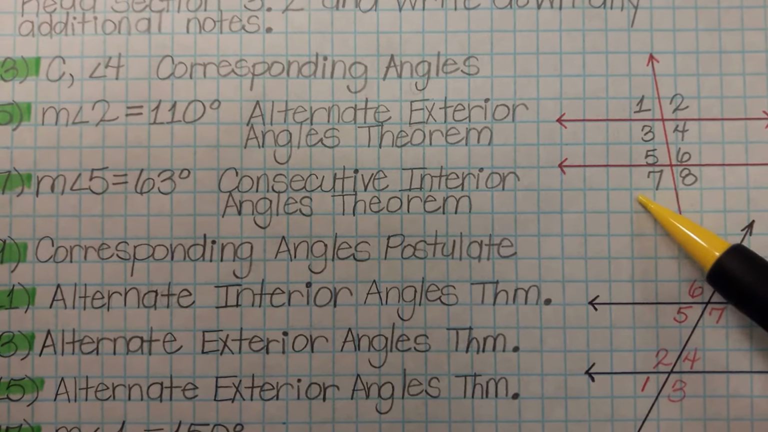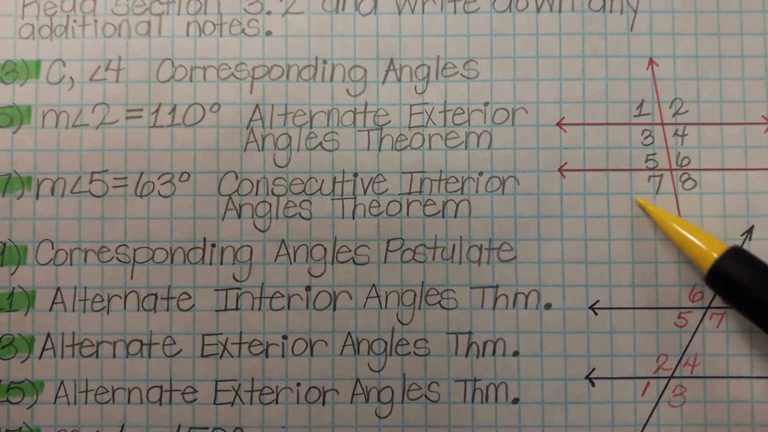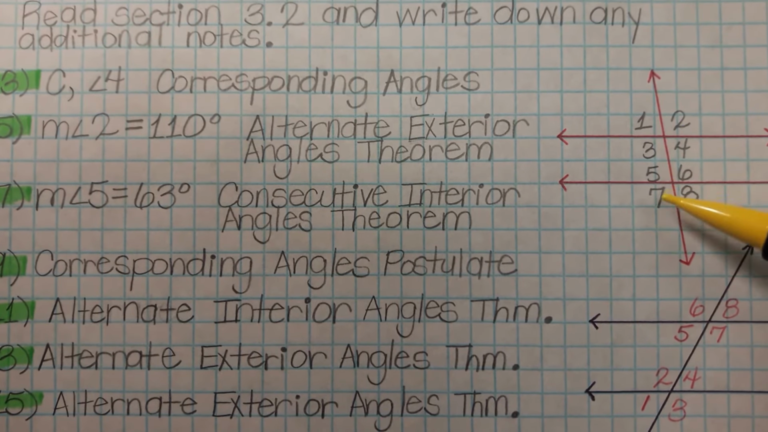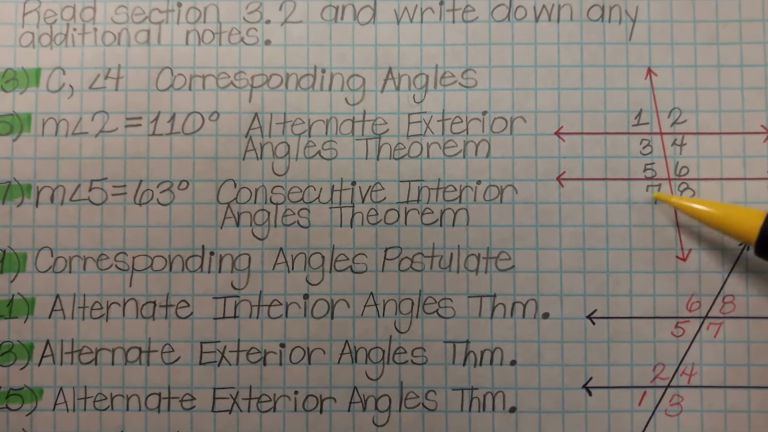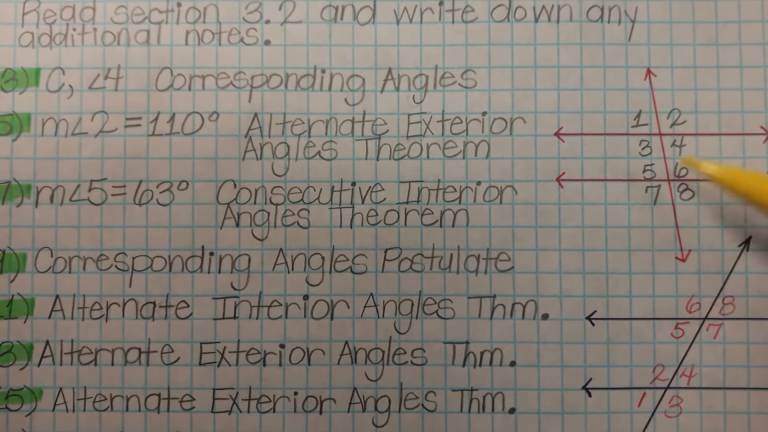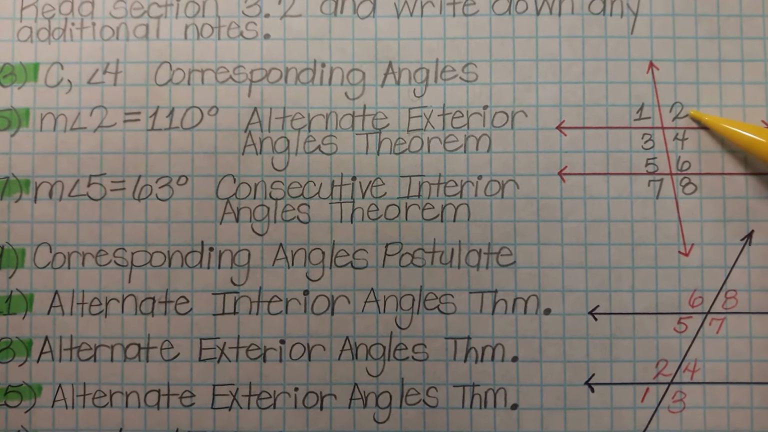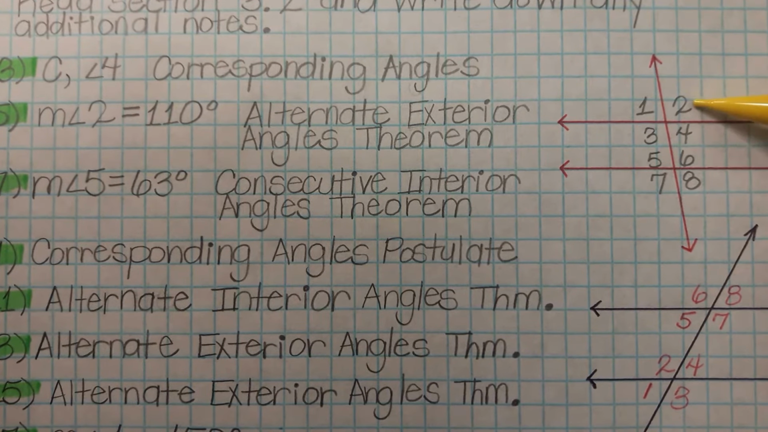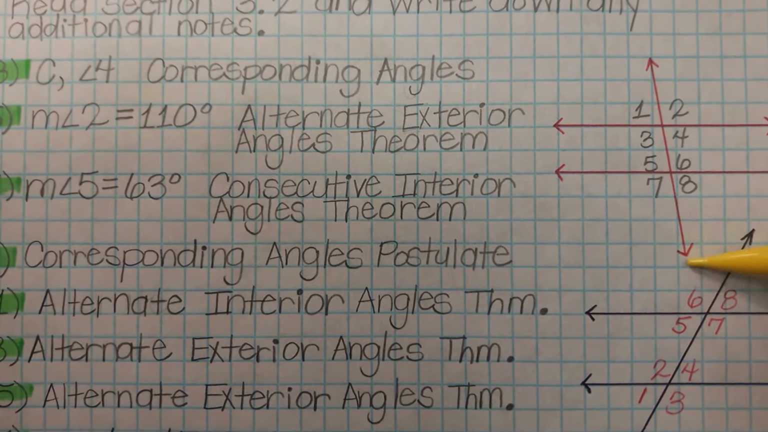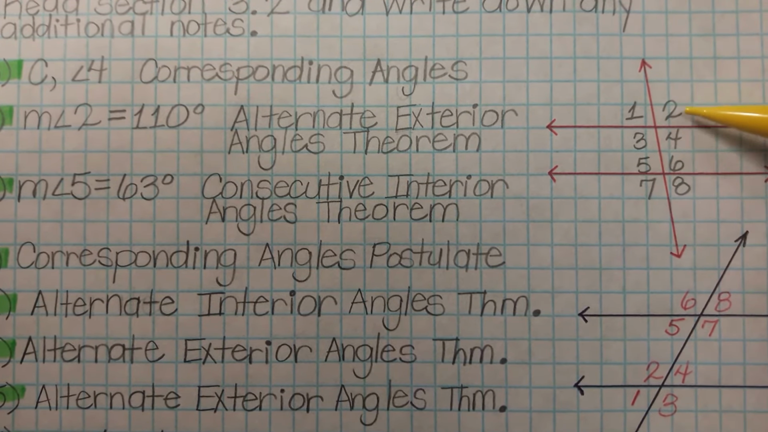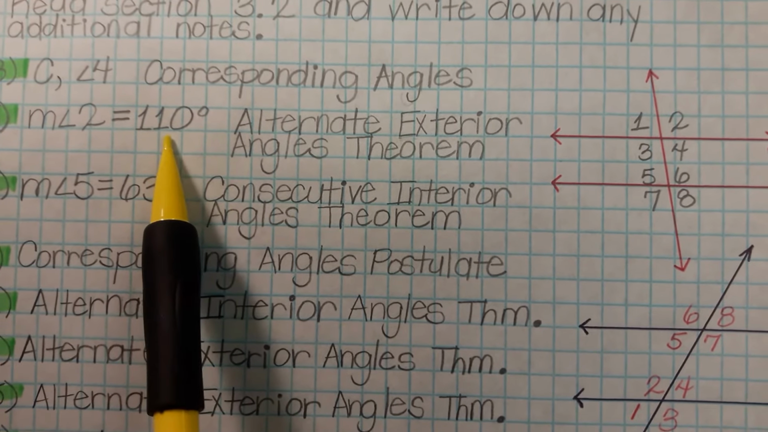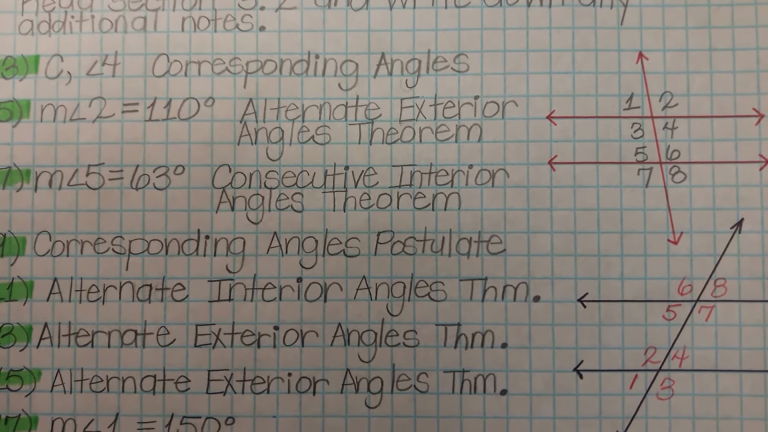On number 5, they said that measure angle 7 is 110 degrees, and I have to find the measure of angle 2. If I look at 2 and 7, and I think about my theorems, I know that these are alternate exterior angles. They are outside of the parallel lines, and they're on opposite sides of my transversal line. So because these are alternate exterior angles, the measure of angle 2 is also 110 degrees.